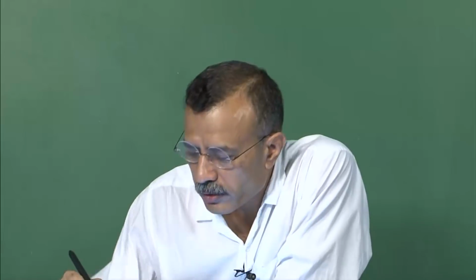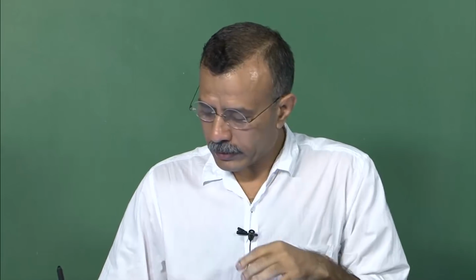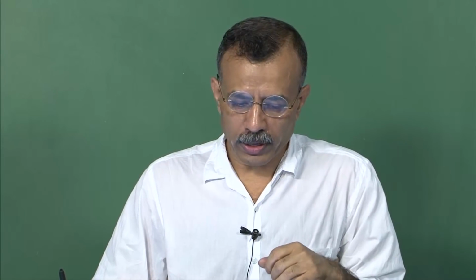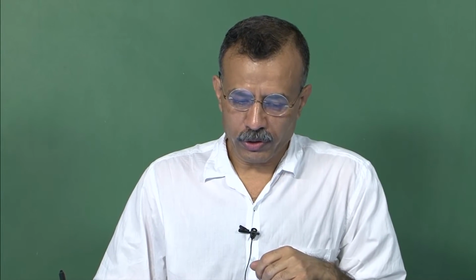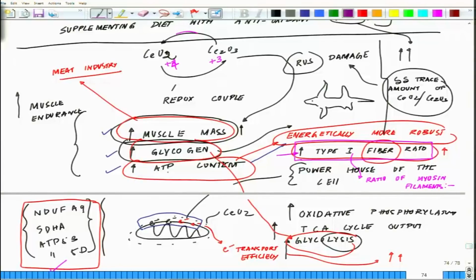Now, for this movement, which is technically called the power stroke, you need ATP. Does this strike a bell in your mind? Now let's correlate what is happening when you talk about the presence of ATP there, and we are talking about the ATP content here in the presence of cerium oxide redox couple.